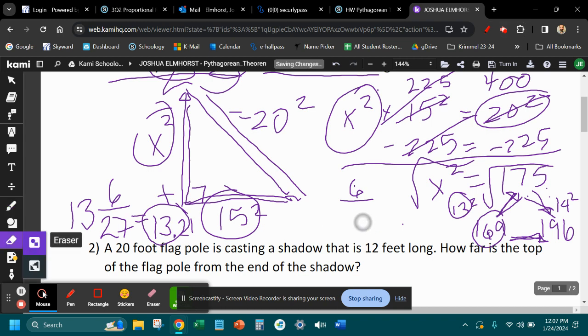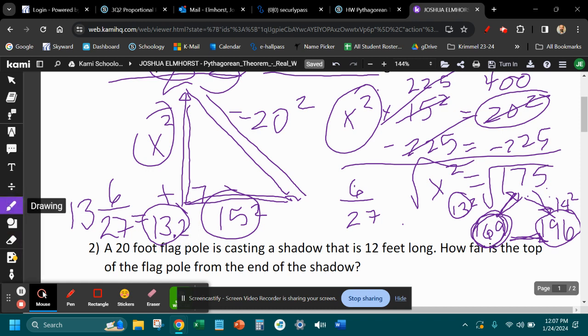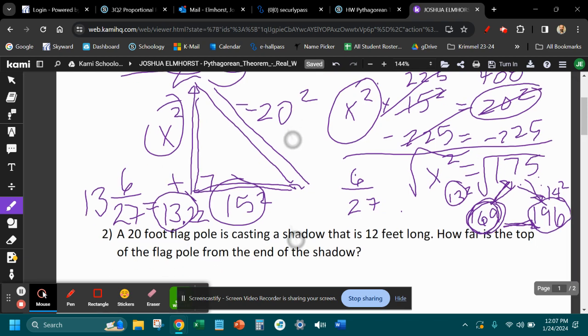Yeah, I had a slight correction to make here. The difference from 196 to 169 is 27. So that will give us the correct estimation of 13 and 6/27, which is going to be 13.22.